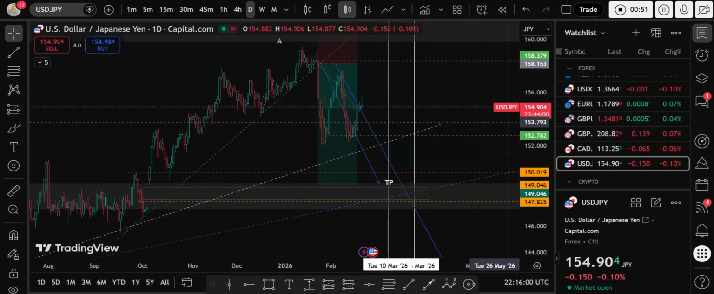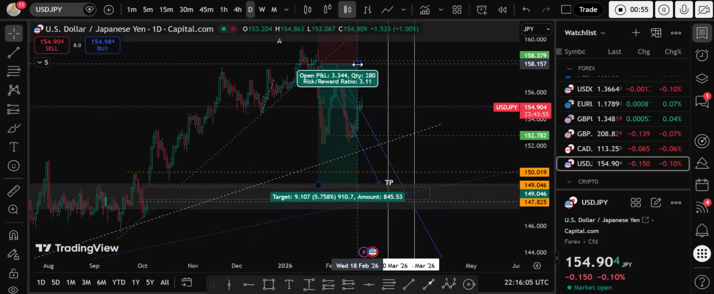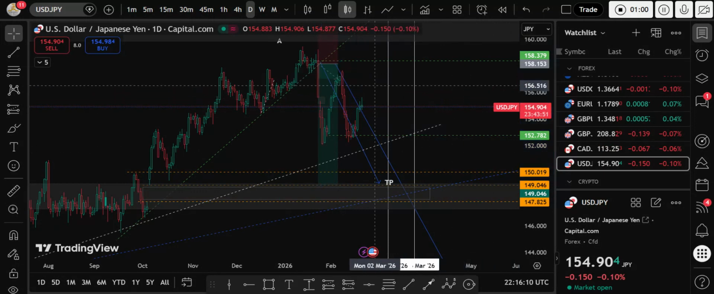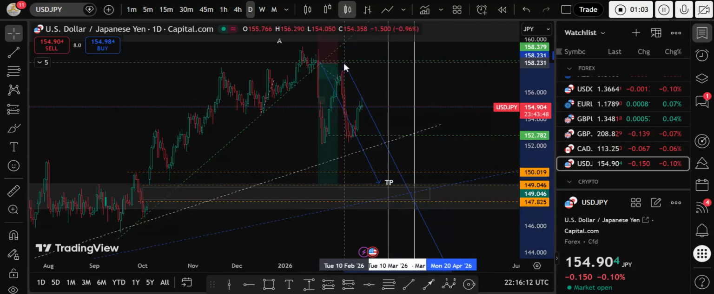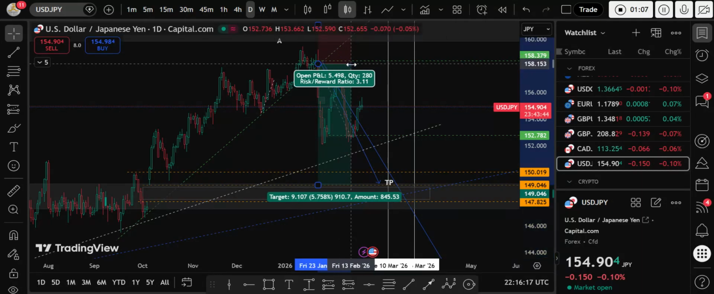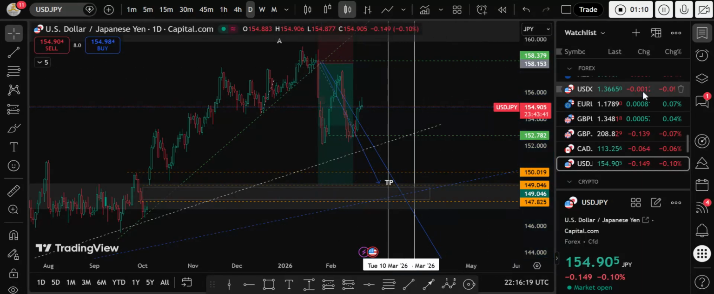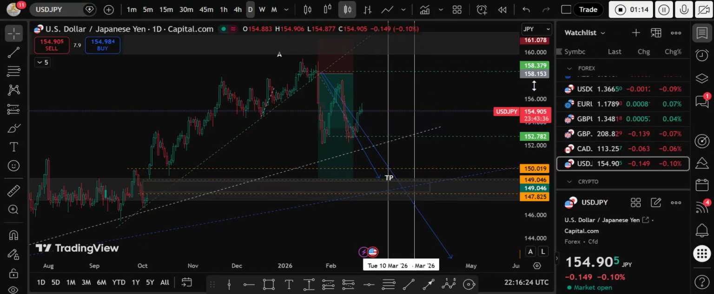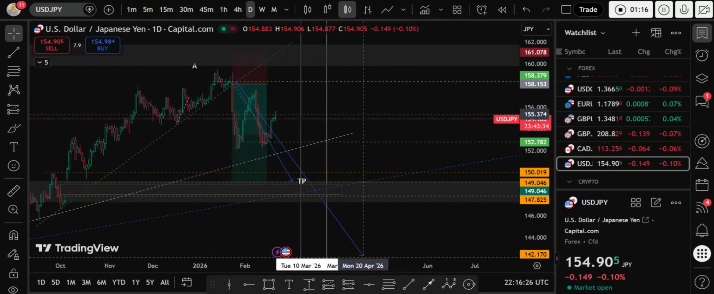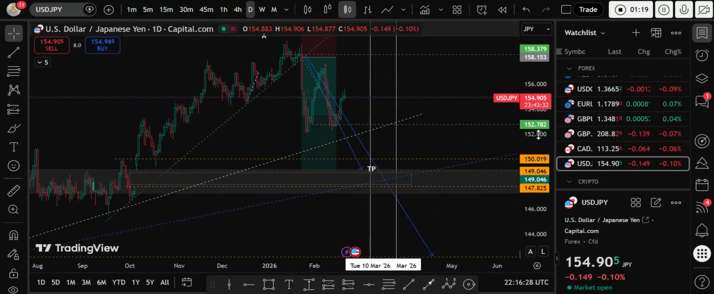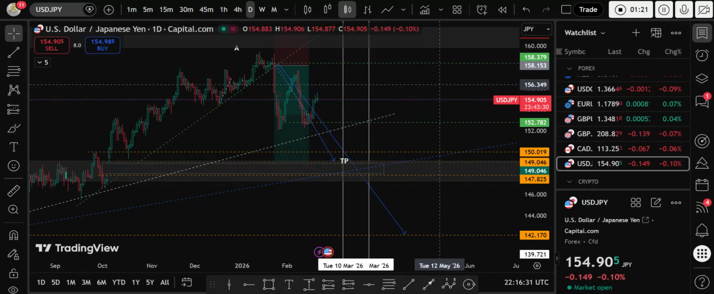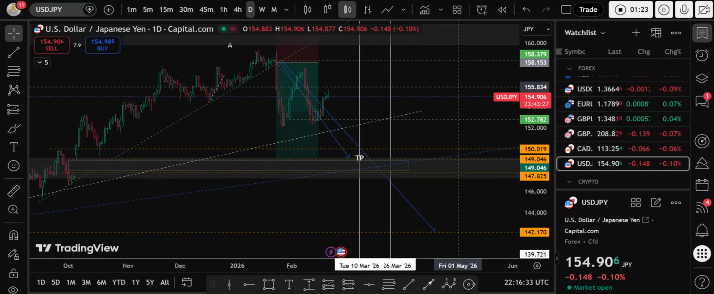Okay, so let's go with the pair that we've already been with. This is the USDJPY pair. If you guys remember, this was how it was. We are still in this trade, and we have not closed it. We are still in profit with this trade. And if someone wants to know, can I re-enter this trade? Yes, of course you can.